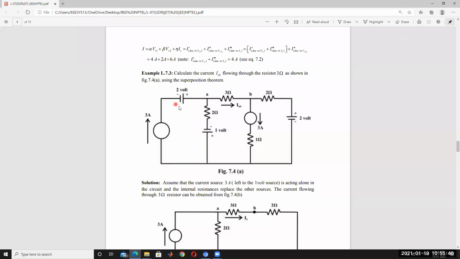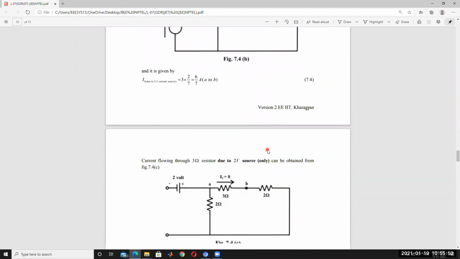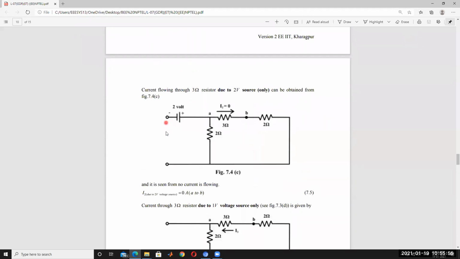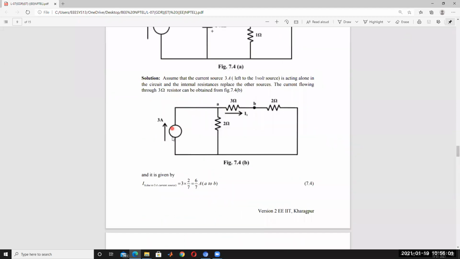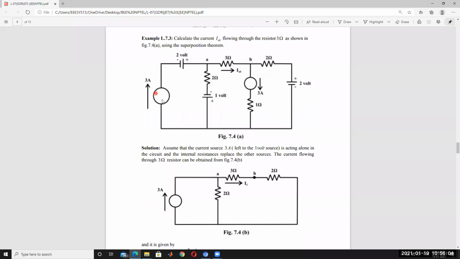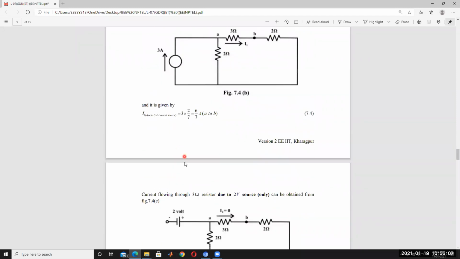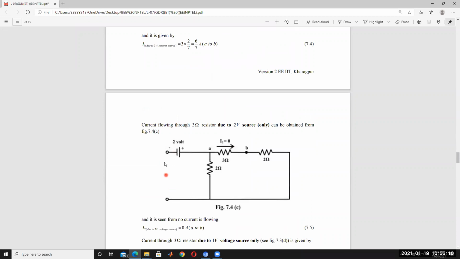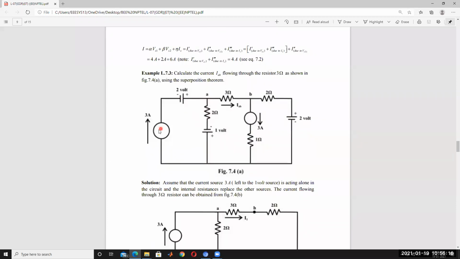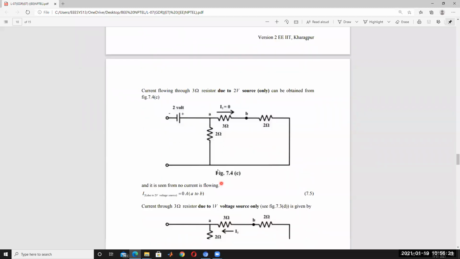Next, by activating this source and deactivating the remaining sources, the 2 volt source is activated and the remaining sources are deactivated. So we will get an equivalent circuit like this. Deactivating the current source means it acts as an open circuit. How to deactivate? By opening the circuit, since the internal resistance is infinity. It will look like this. Then the remaining voltage source deactivated means short circuited, the same as this. Am I right or not?